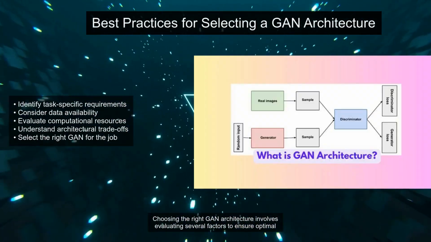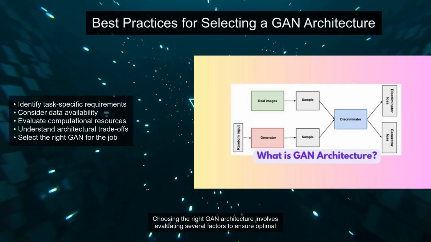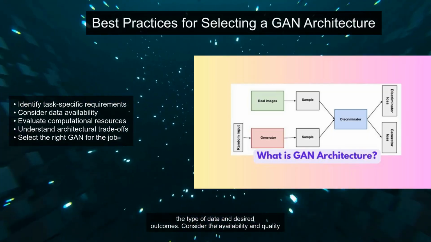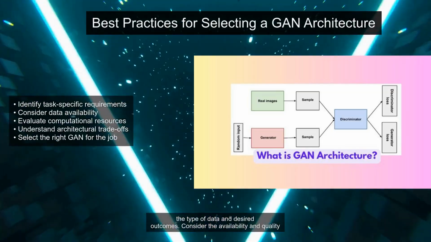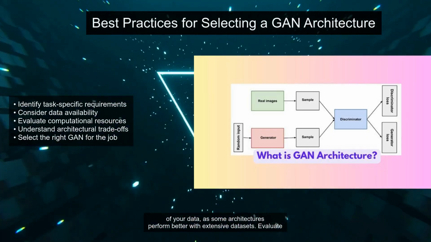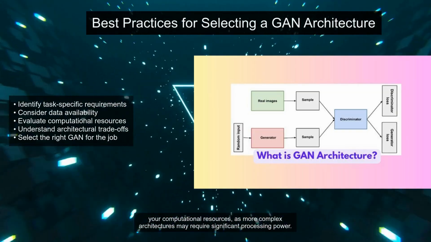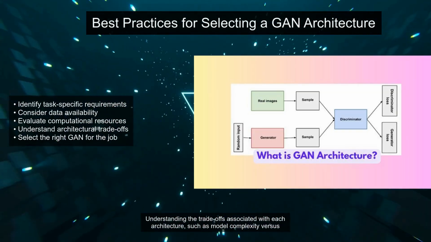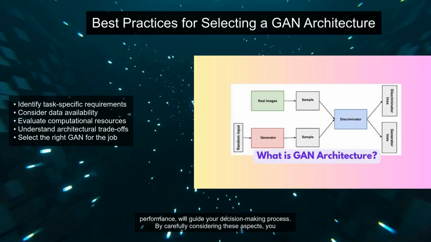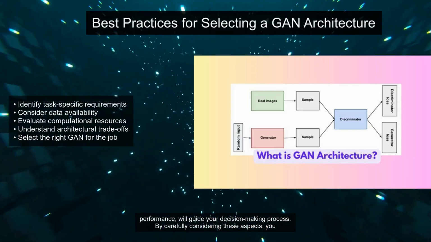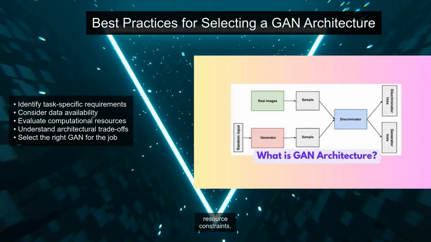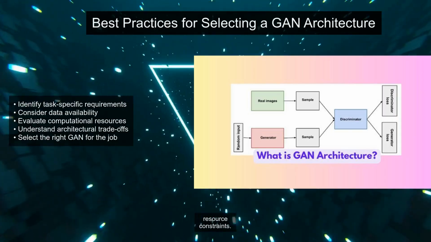Choosing the right GAN architecture involves evaluating several factors to ensure optimal performance. Start by identifying the specific requirements of your task, such as the type of data and desired outcomes. Consider the availability and quality of your data, as some architectures perform better with extensive datasets. Evaluate your computational resources, as more complex architectures may require significant processing power. Understanding the trade-offs associated with each architecture, such as model complexity versus performance, will guide your decision-making process. By carefully considering these aspects, you can select a GAN model that aligns with your project goals and resource constraints.